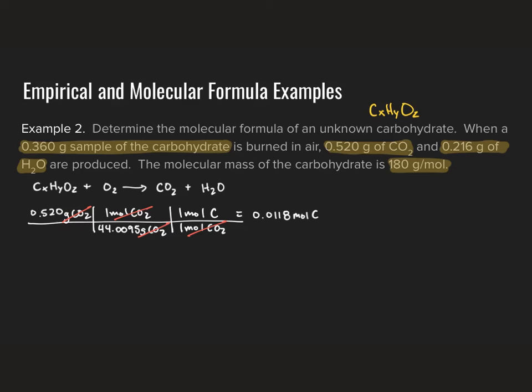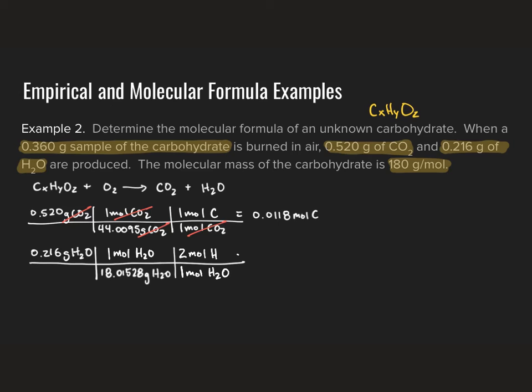So we've got from my given here 0.216 grams of water, converting from grams to moles with the molar mass of water of 18.01528 grams of water per 1 mole of water. And then last step here, this is important: I have moles of water, but I don't want moles of water, I want moles of hydrogen. So for every 1 mole of water, there are 2 moles of hydrogen atoms in that water sample.